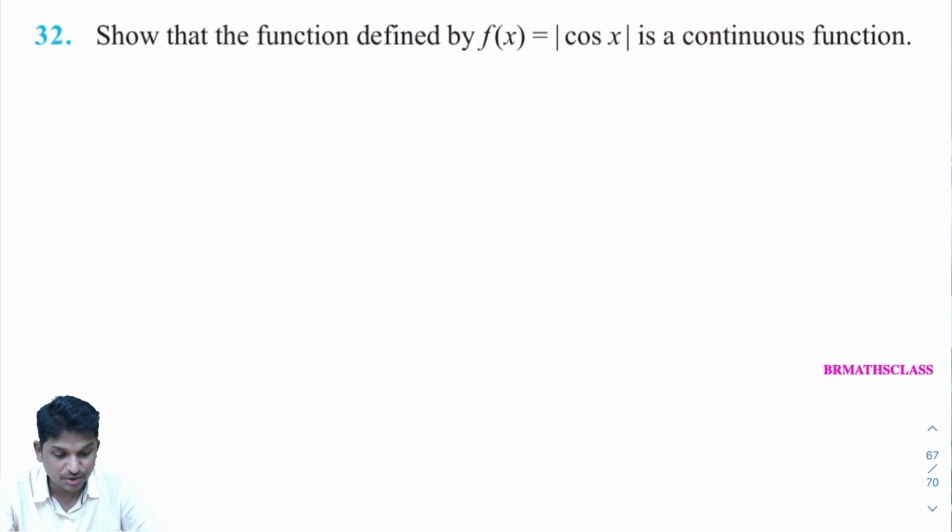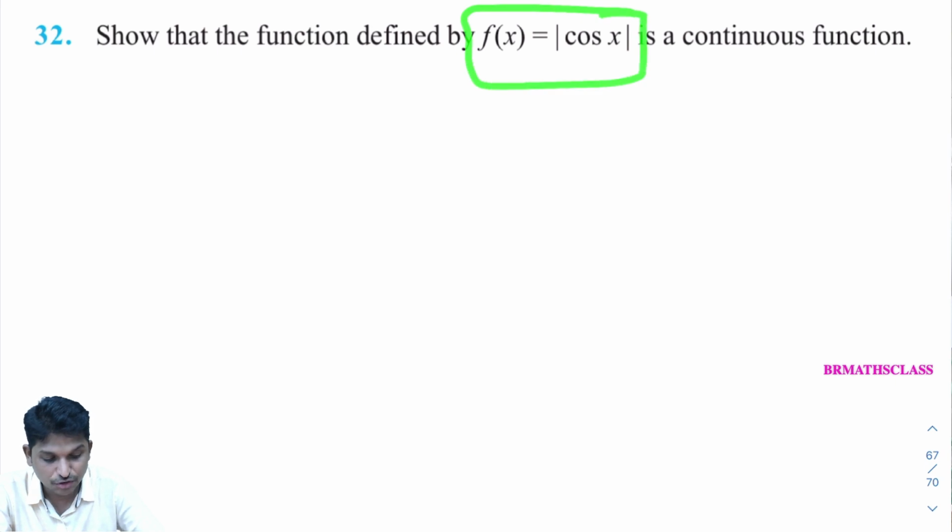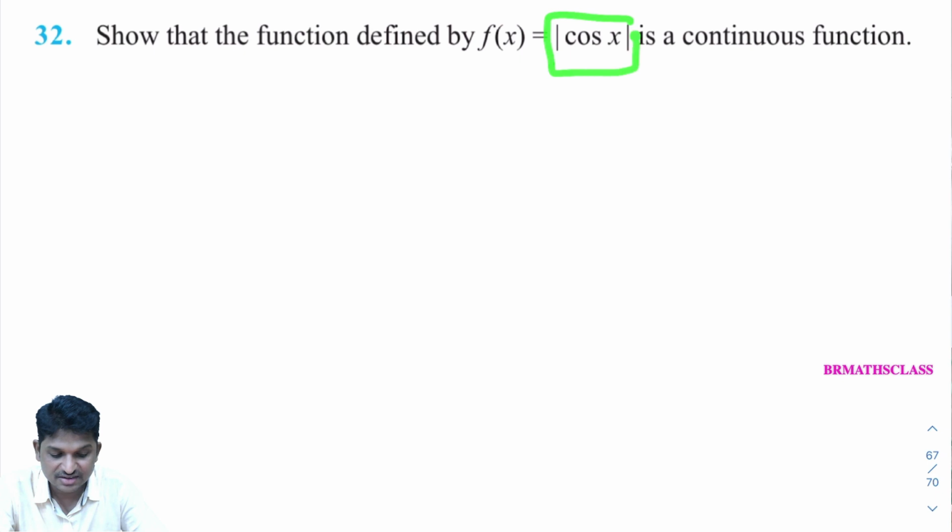Now we will move to next problem. You understand last problem? You observe, show that the function modulus of cos x is a continuous function. Again, modulus of cos x is a composite function. In these two functions are there. One is modulus function, another one is trigonometric function, that is cos x.